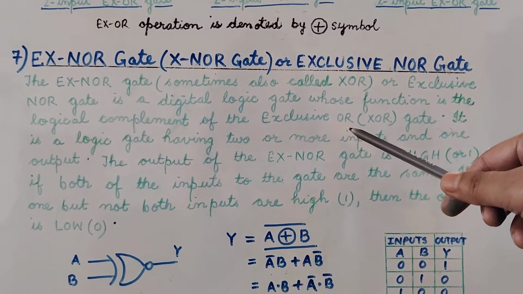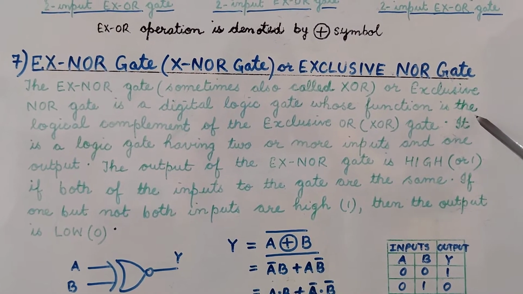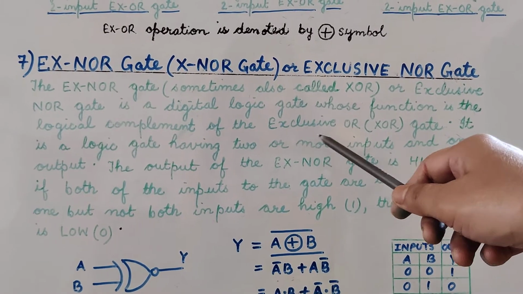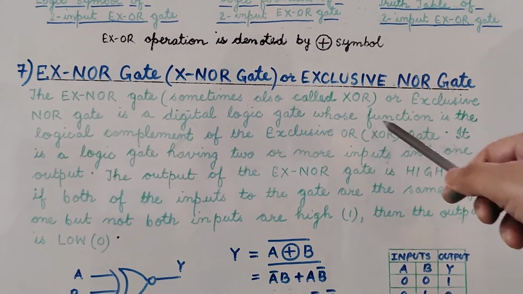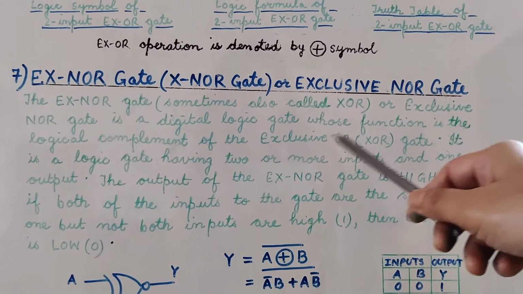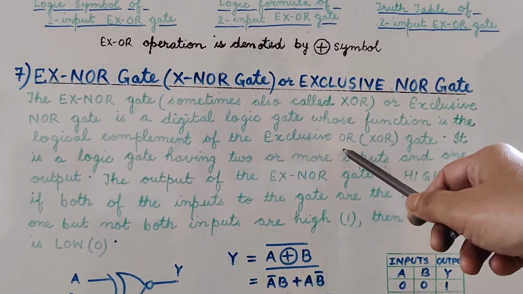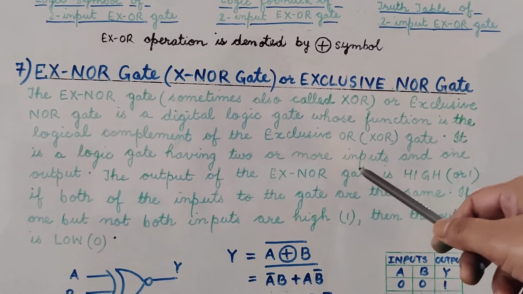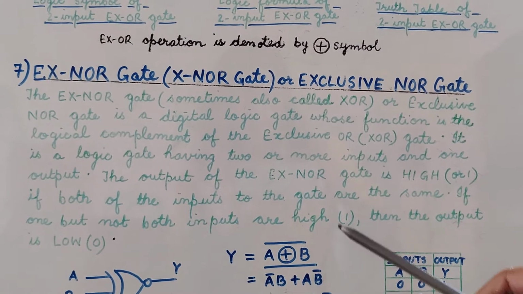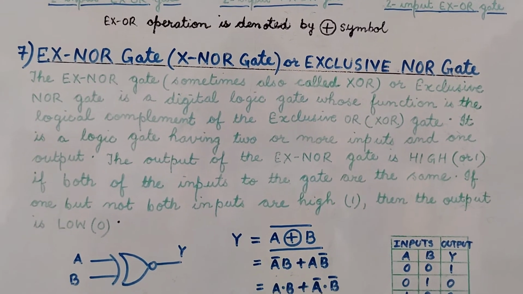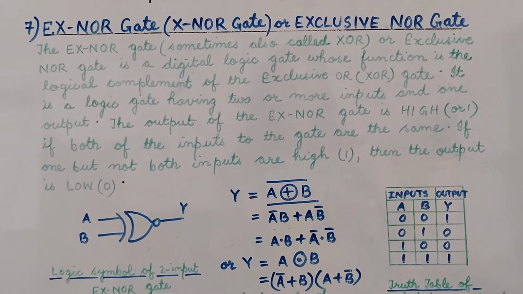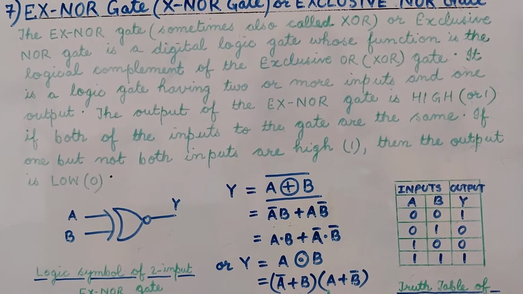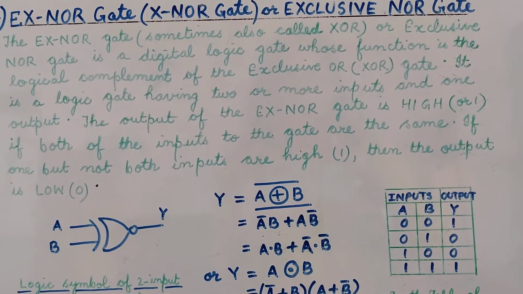It is a logic circuit whose function is to take the logical complement of the exclusive OR gate. So an XNOR gate gives the logical complement of the exclusive OR gate, and it is a logic gate which will have 2 or more inputs, but it will have only one output, and the output of the XNOR gate will be high or 1 if both the inputs to the gate are same.